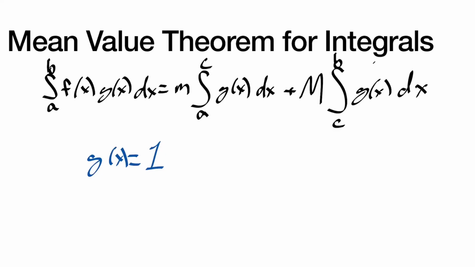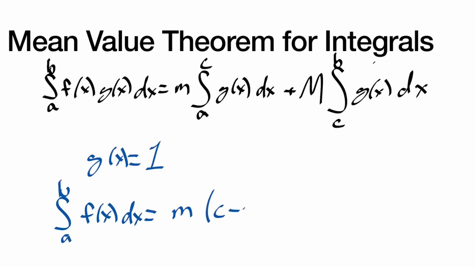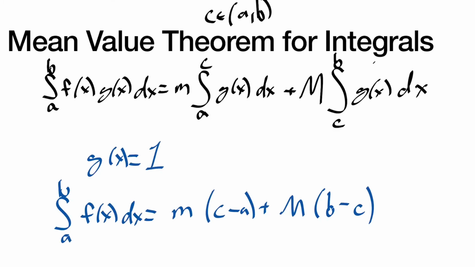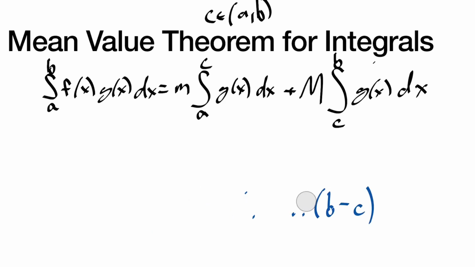And importantly, again, if g of x is equal to 1, which is where these become useful, although they're useful in other situations as well, then we get the integral from a to b of f of x dx equals m times c minus a plus capital M times b minus c. And so that kind of gives you a little bit of that result. By the way, I should have told you that c is now between a and b instead of being between m and capital M. So c is between a and b.